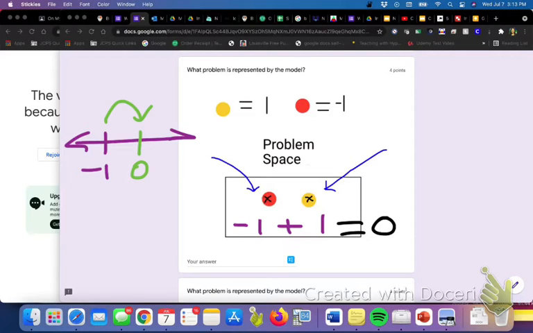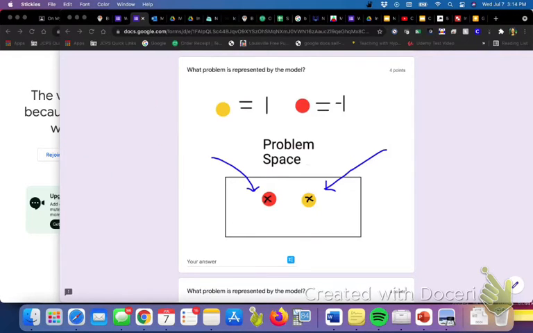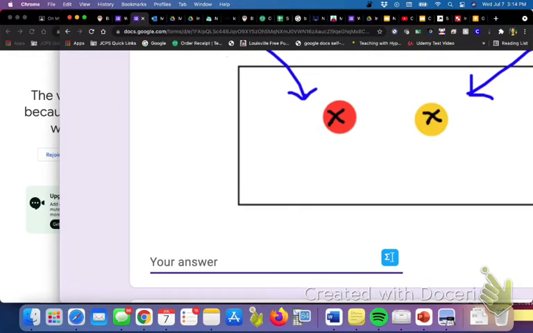The way that we will type it into the answer space here, let me zoom in, it'll be -1 plus +1 is equal to 0. And remember to make sure that there are no spaces.